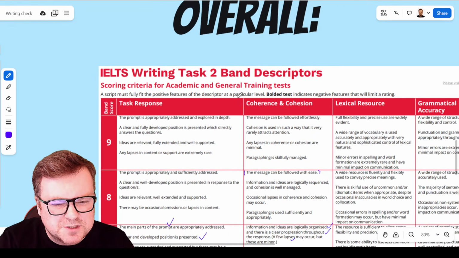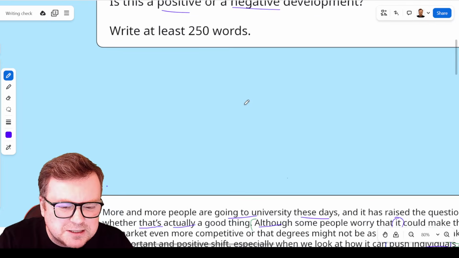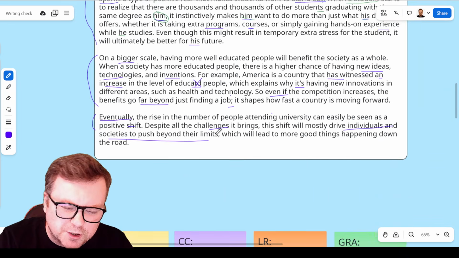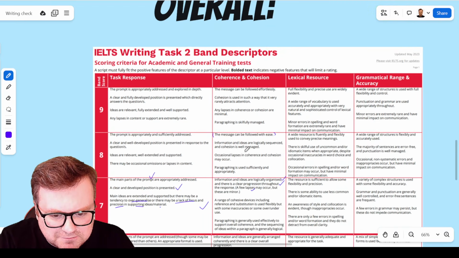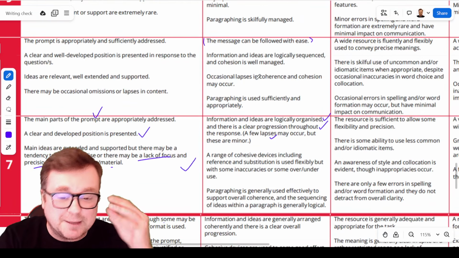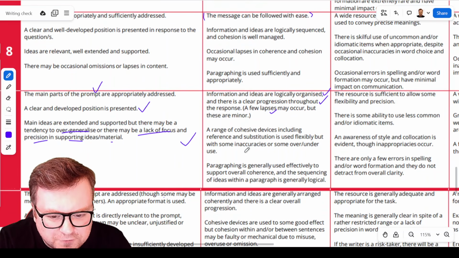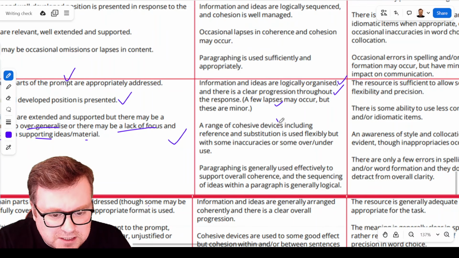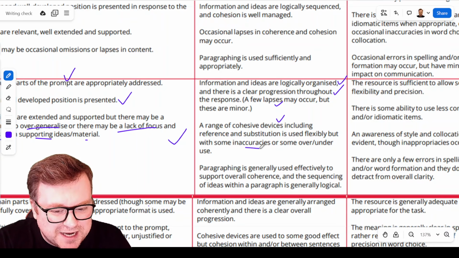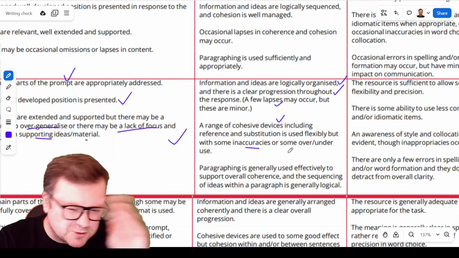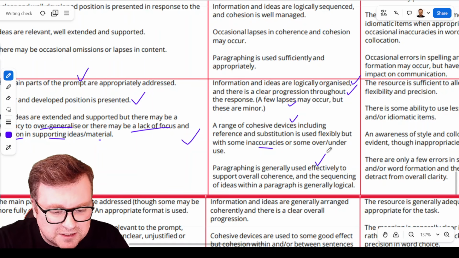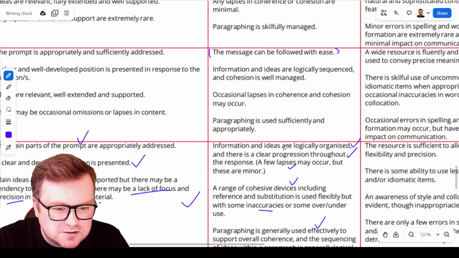Just with like, why is some stuff in the introduction? You don't really need that in the introduction. And then in the conclusion, you mentioned some of the challenges that it brings. So maybe that kind of feels like a lapse. It feels like a lapse in content, but also it could be a lapse in the logical organizing of the work. Range of cohesive devices, absolutely. Reference and substitution, yeah, but with some inaccuracies. I do think some of those it and this or that, some of those were just slightly inaccurate. Paragraph is generally used effectively, yes. Enough for the 8.